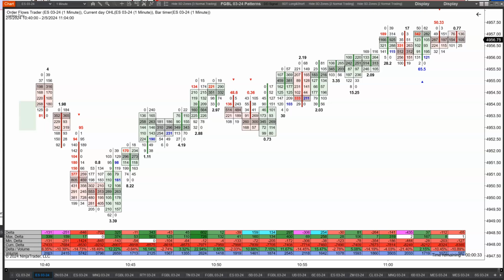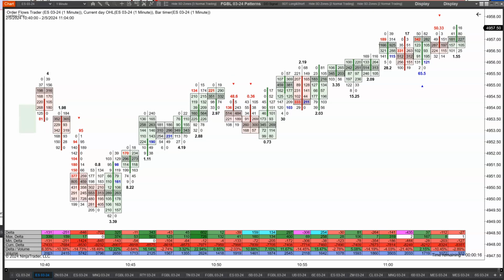And there are certain things that I always look for on a plain footprint chart. This is something you can do no matter what type of footprint chart you're looking at. As long as you've got the volume traded on the bid and the volume traded on the offer, it's something that you'll see time and time again.